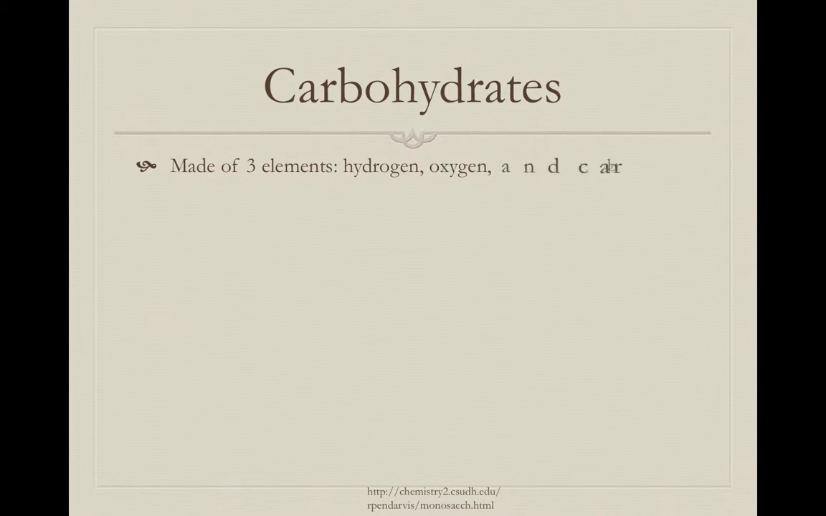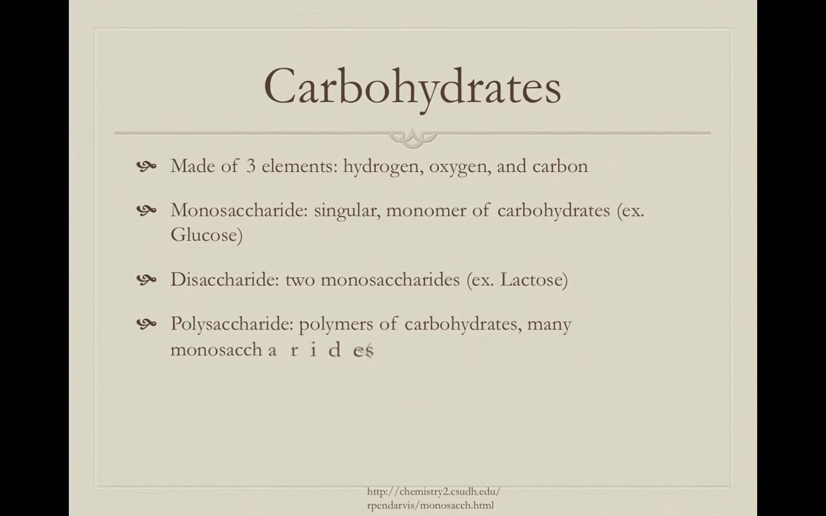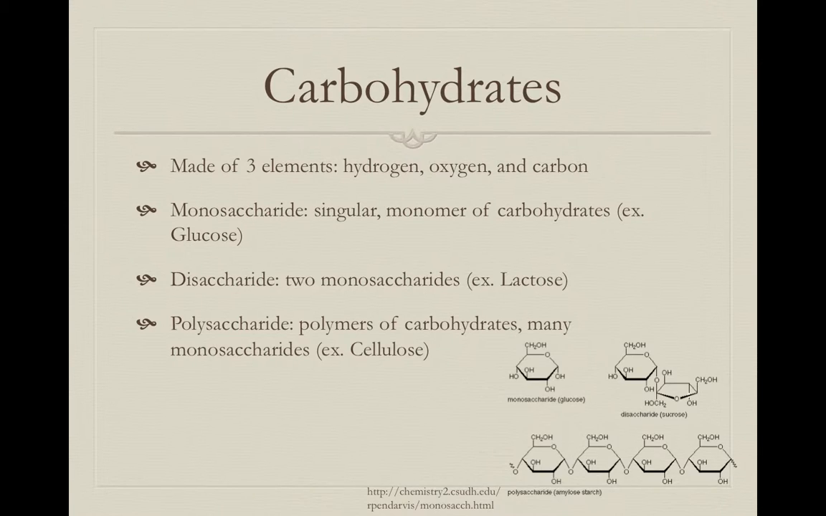Carbohydrates. Carbohydrates are made up of 3 elements: hydrogen, oxygen, and carbon. A monosaccharide is just a monomer of carbohydrate, for example, glucose. A disaccharide is two monosaccharides put together, for example, lactose. And a polysaccharide is polymers of the carbohydrate. So there are many monosaccharides. So for example, cellulose is an example.